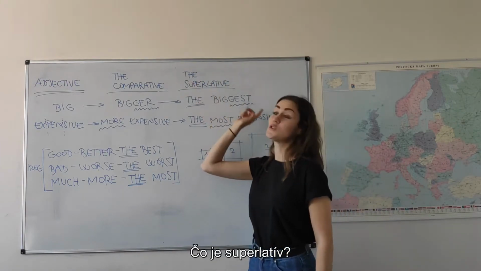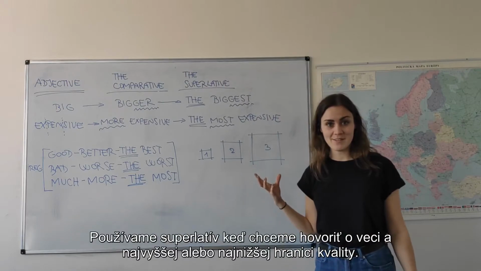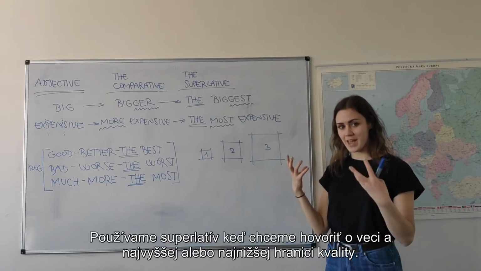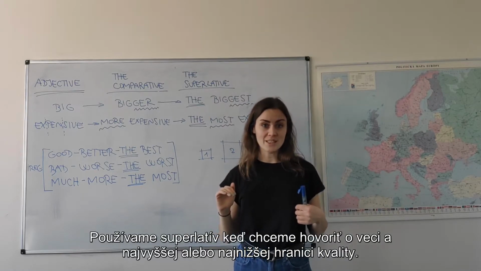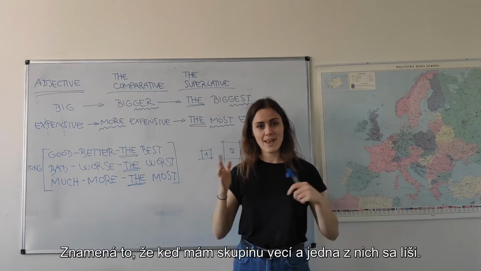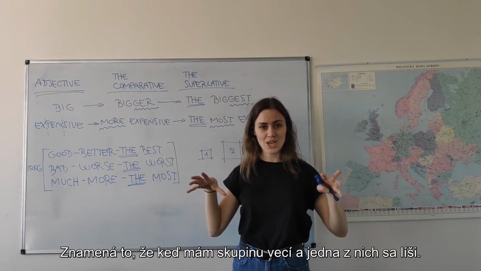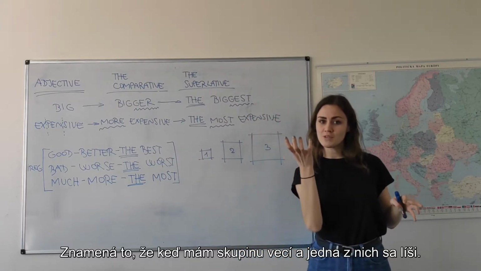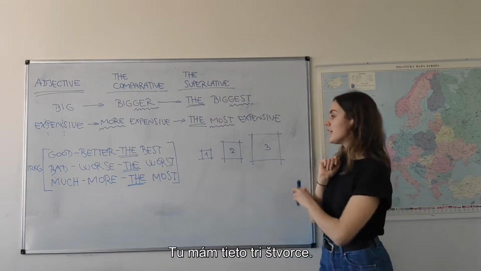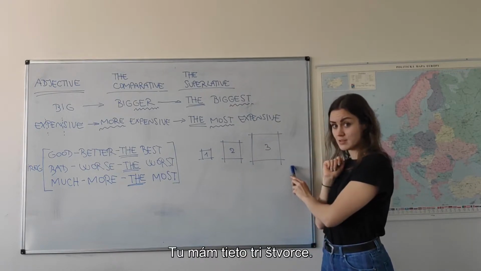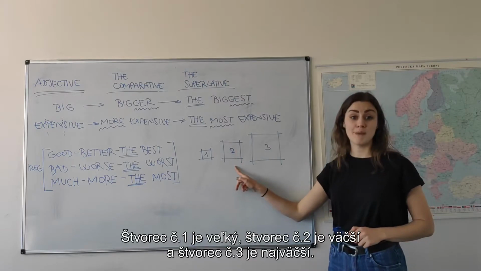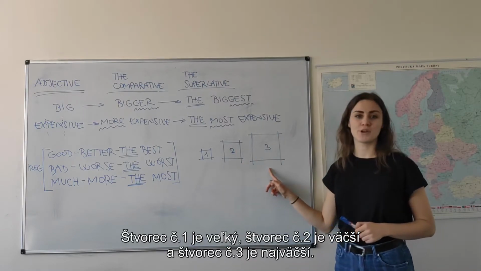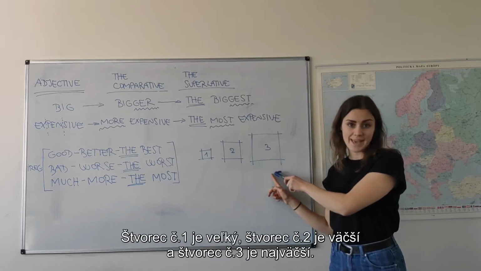So what is the superlative? We use the superlative when we want to talk about a thing and about its upper or lower limit of quality. So what does it mean? It means that when I have a whole group of objects and one of them is different, yes? So here I have these 3 squares. Square number 1 is big, square number 2 is bigger, and square number 3 is the biggest.